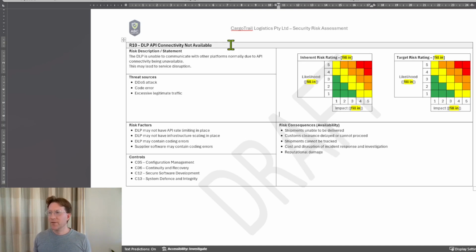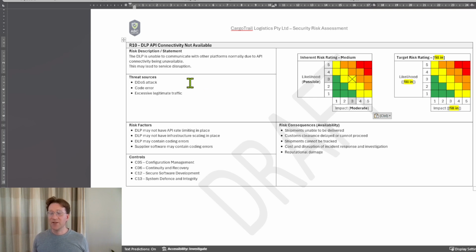For risk 10, the DLP API connectivity not available. In this case, I would say the likelihood is possible, the impact is moderate, therefore we begin with a medium risk rating. And this is because fundamentally, if you think about what we're talking about, the DLP still functions itself. It's just that we have issues with some of these systems that connect to it to enable it to function correctly. It's possible that we have a code error which stops API connectivity from working as intended.